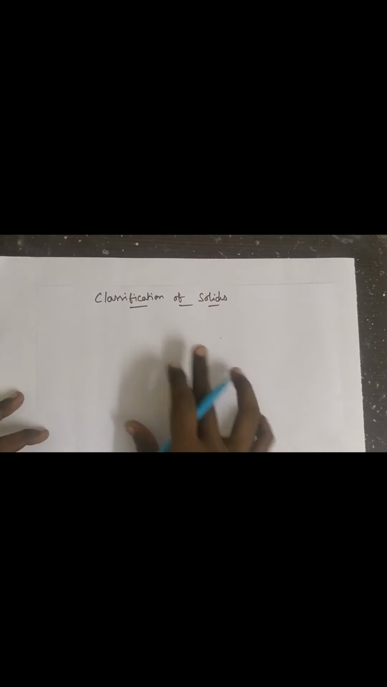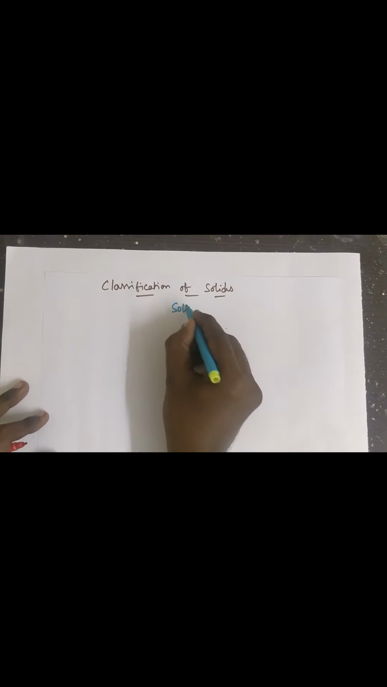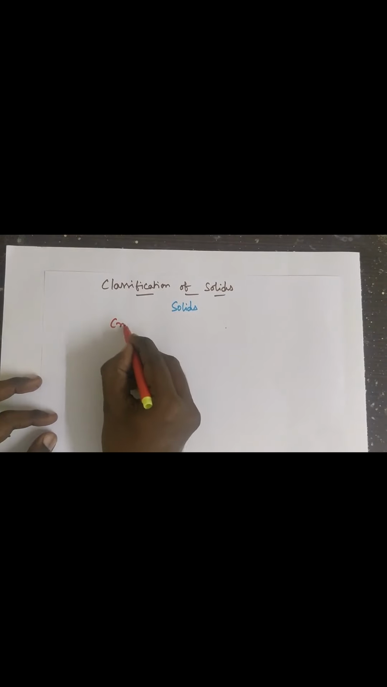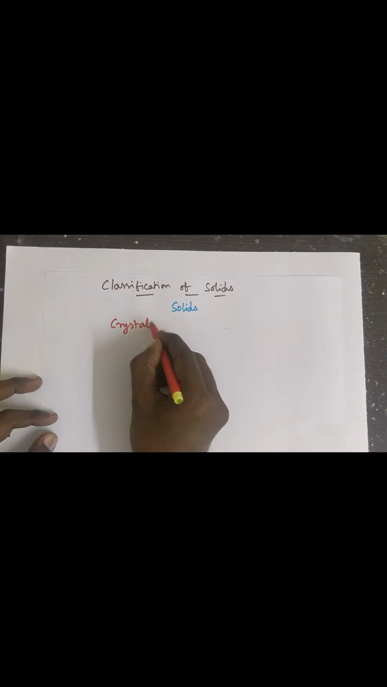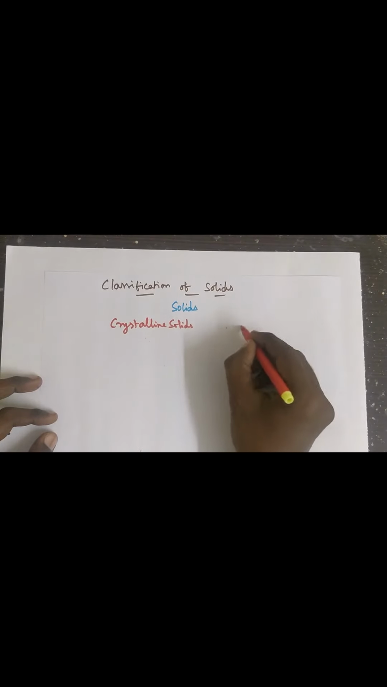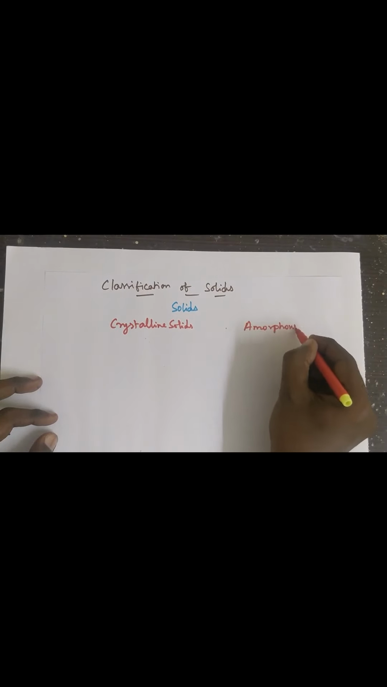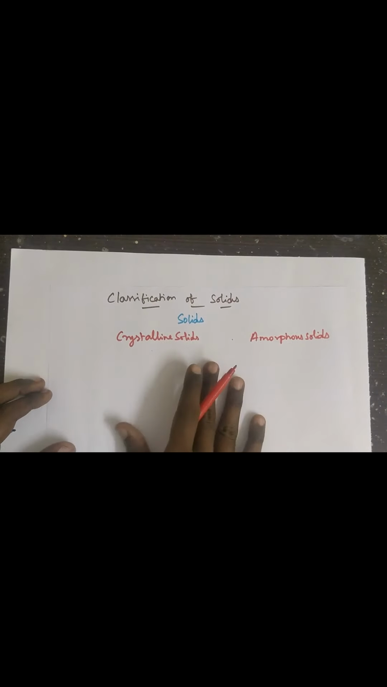Next topic is classification of solids. Solids are classified into two types: crystalline solids and amorphous solids. So what is meant by crystalline solids?